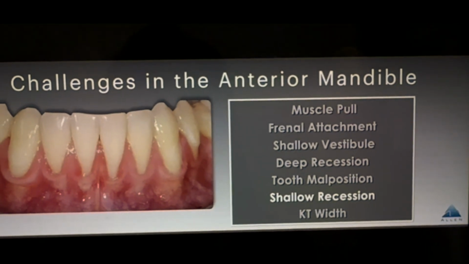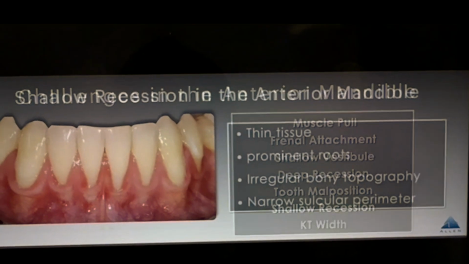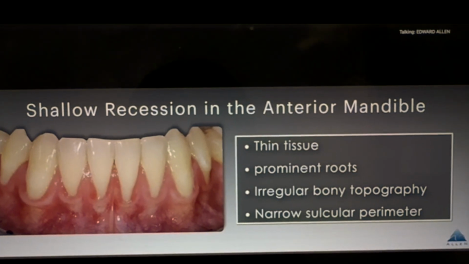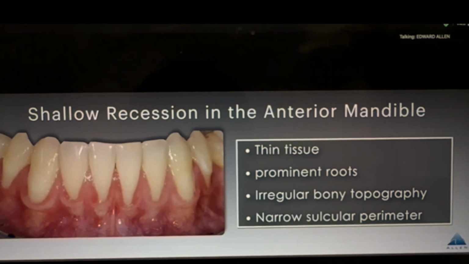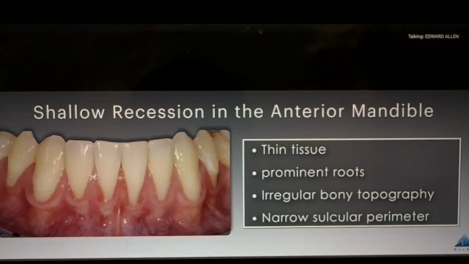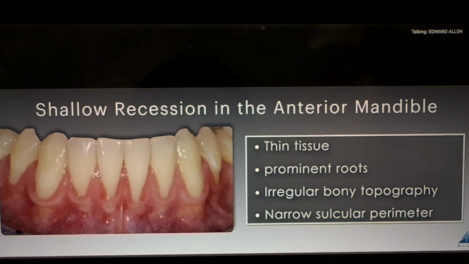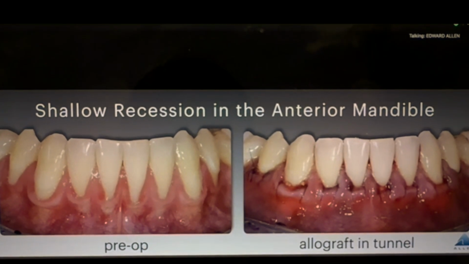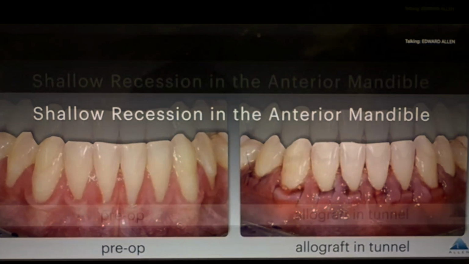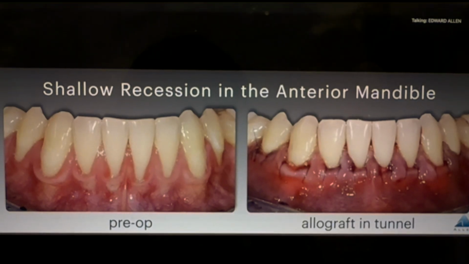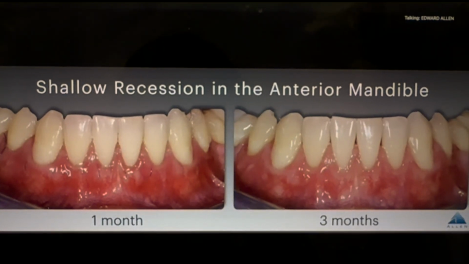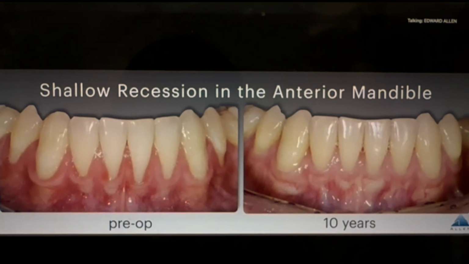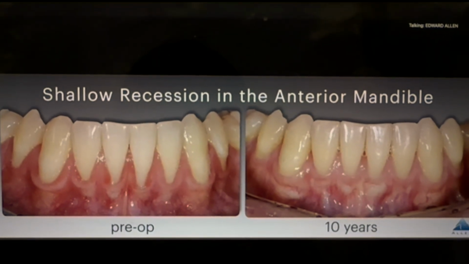Shallow recession is difficult because you have thin tissue, typically prominent roots, irregular bony topography, and more importantly, a narrow sulcular perimeter. So access is difficult. This is where the VISTA technique would have, I think, an important role for site prep. I didn't do that. I was treating these, of course, before the VISTA technique was described, and I was able to treat this. It's just difficult. I don't do it through the sulcus alone anymore. But that's a 1 month, a 3 month, 4 years, 7 years, and pre-op in 10 years. So thicker tissue, complete root coverage maintained for 10 years.